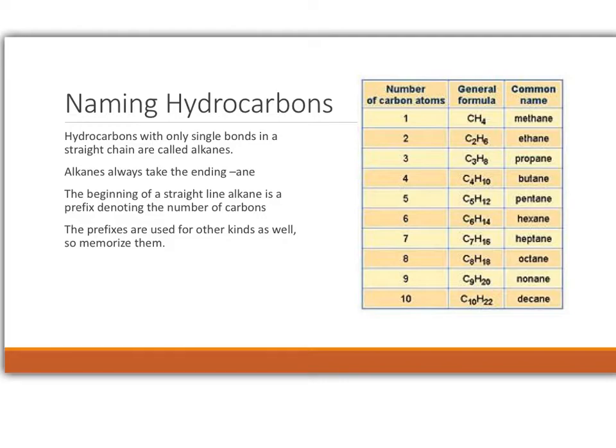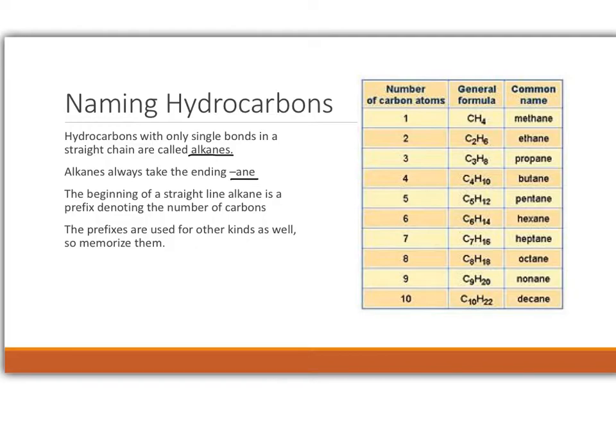So let's get into naming. Hydrocarbons with only single bonds are called alkanes. Alkanes have an ending specific to them, which is ane. Each different new type of organic compound we talk about is going to have a different ending. But something that's going to stay the same for all of them is the prefix that we use to denote how many carbons are in the chain.